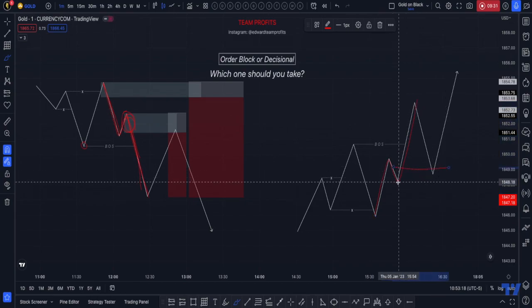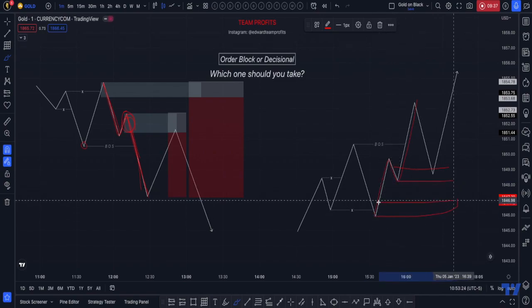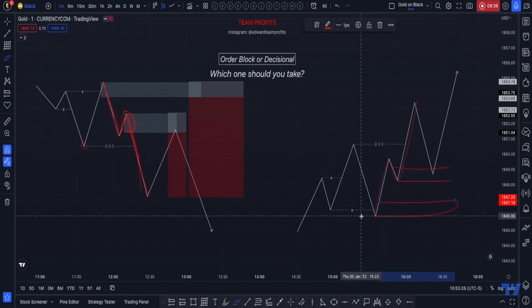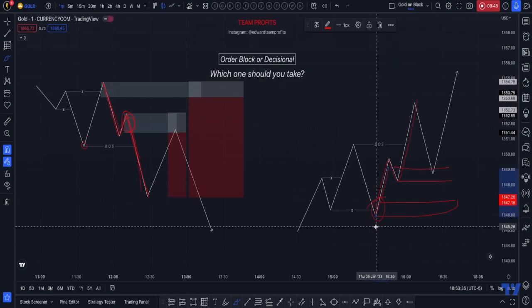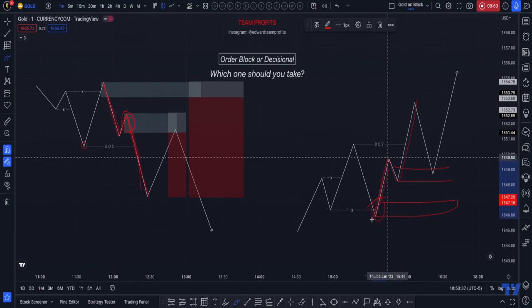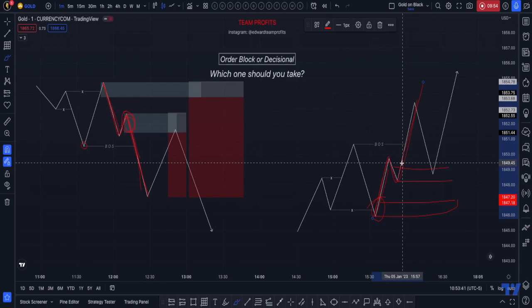So the market did create right here my decisional, aka POI, and I have my order block also right here, aka the origin of the move. The origin of this move started from here, of the break actually. But the move was not just one clean move. It did a little correction right here before the move. So this is a very interesting area that you should not ignore.